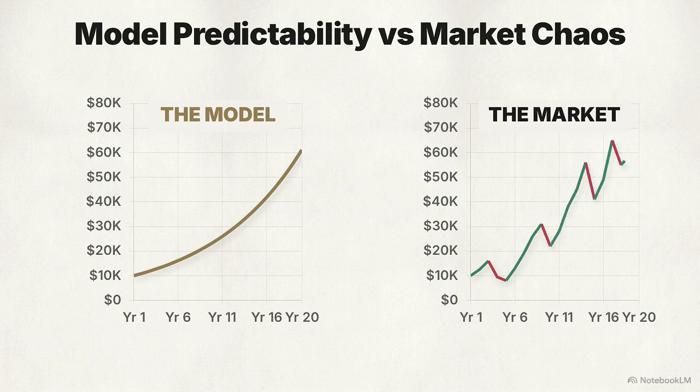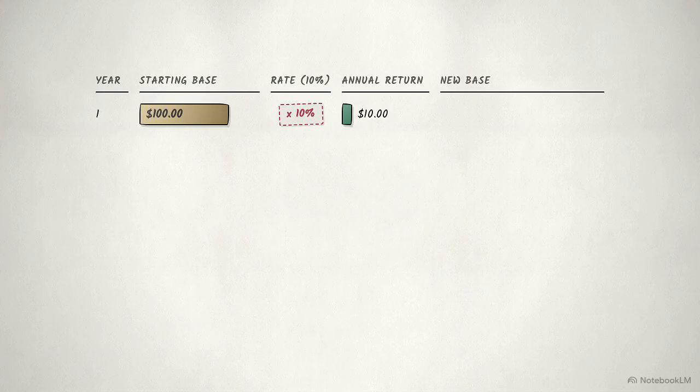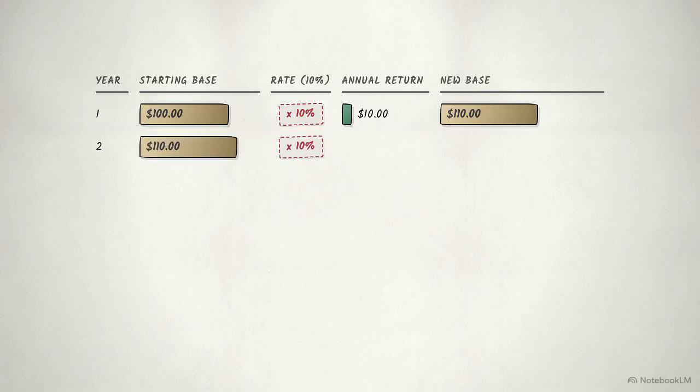This visual disconnect suggests that our understanding of wealth is often built on an idealized model that the market has no obligation to follow. To understand why this mathematical illusion is so persistent, we have to look at the mechanical first principles of compounding. A base of $100 multiplied by a 10% growth rate yields $10, creating a new base of $110. The critical mechanic here is the shifting base. In year 2, that exact same 10% rate generates $11. The rate remains static, but the total mass of the capital increases.